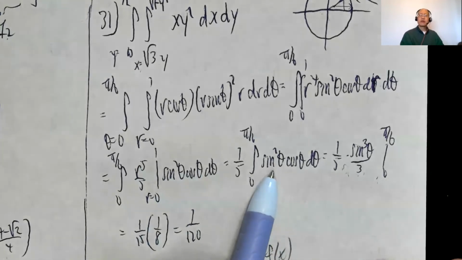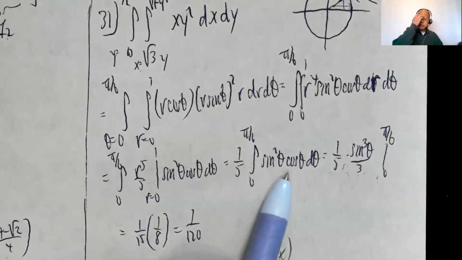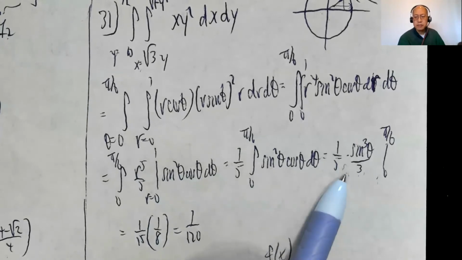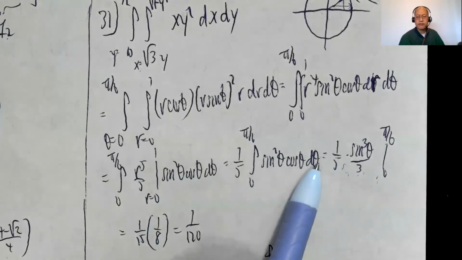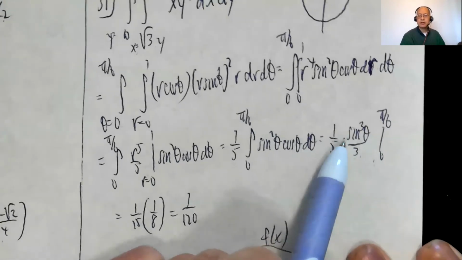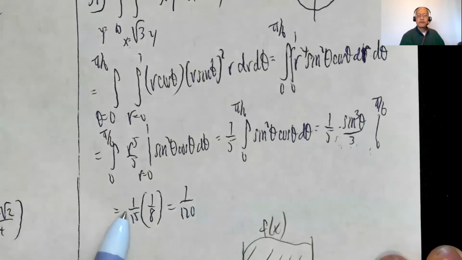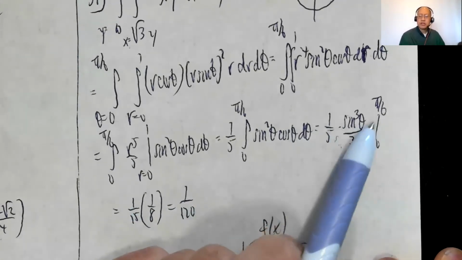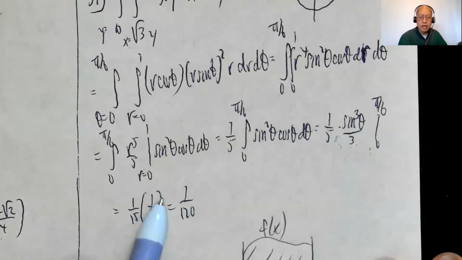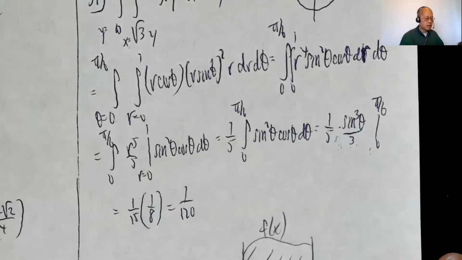Okay, that's a very easy u substitution. Derivative of sine is cosine. That's basically sine cubed divided by 3, and you have a 1/5 from 0 to pi over 6. Sine of 0 is 0. So 1/15. Sine of pi over 6 is a half. 1/2 cubed is 1/8. So 1/15 times 1/8. Final answer is 1 over 120.